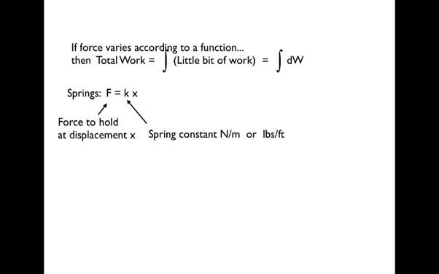K is a spring constant. So this is a constant for a given spring. It's basically expressing the stiffness of the spring. So like a slinky has an extremely low spring constant. It requires very little force to stretch it or to hold it stretched.